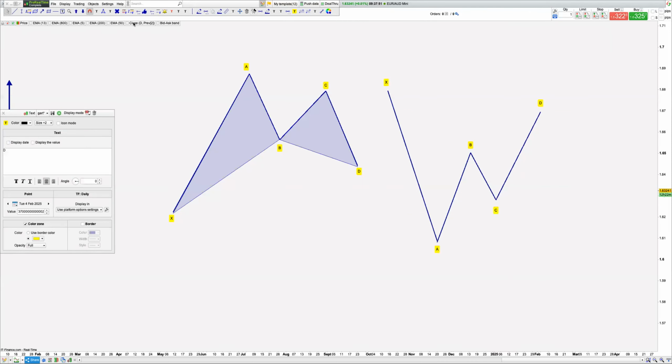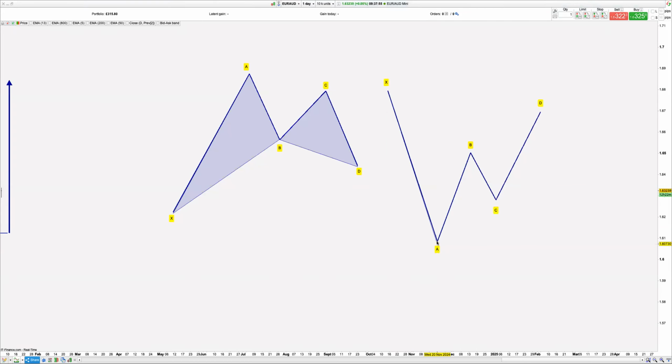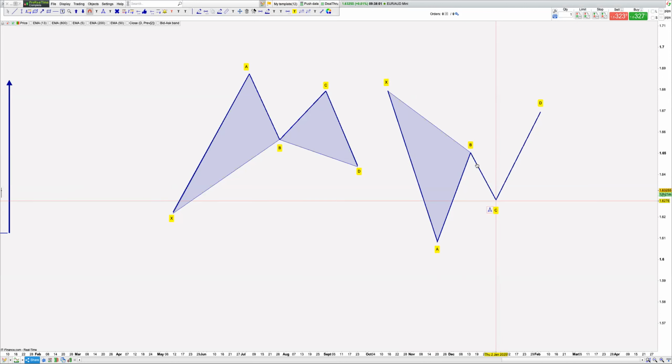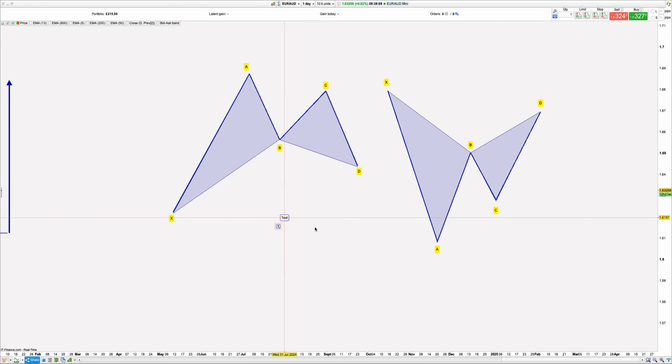Now, this is where the other side to it comes in. 60% of the time, AB equals CD. These are the tried and tested analysis that I've put together from years of experience. So D, let me write down, is either at the 61.8% or the 78.6% Fib retracement of XA.